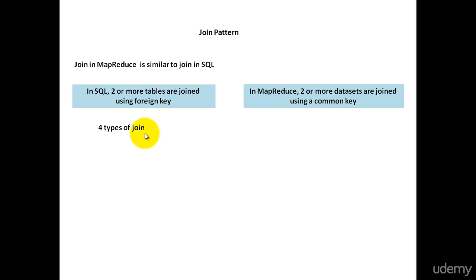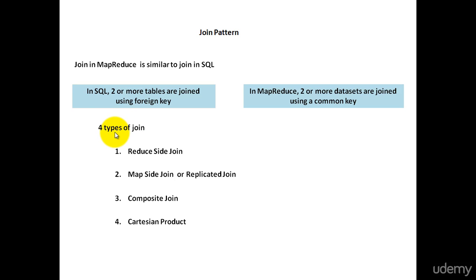At a broader level, there are four types of join in MapReduce: reduce side join, map side join or replicated join, composite join, and Cartesian product. In this tutorial, we will learn the reduce side join and replicated join. First, we will learn reduce side join.